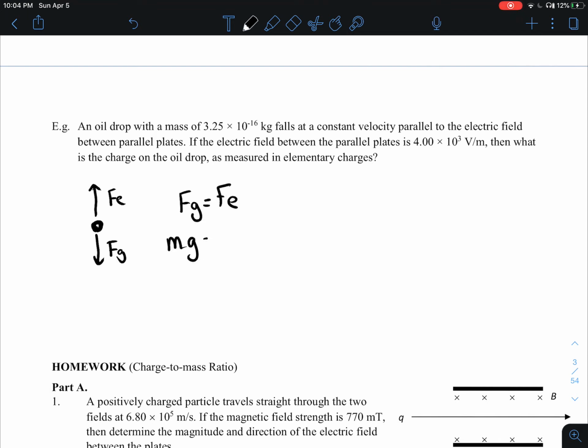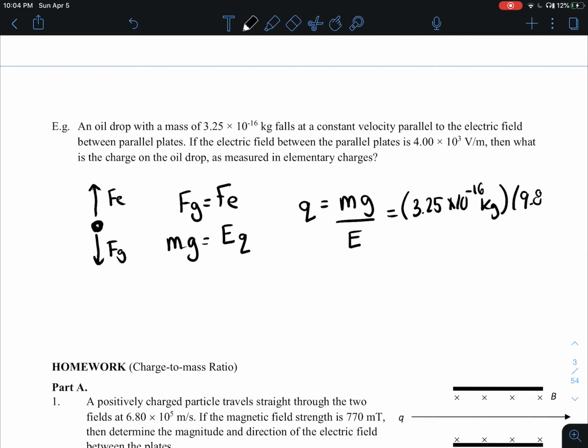So mass times gravity is then equal to the electrostatic field multiplied by its charge. And it's asking for what the charge is, so we're just going to solve for Q. Q is then equal to mass times gravity divided by the electrostatic field. So in this case, 3.25 times 10 to the negative 16 kilograms. We're using it on Earth, so 9.81 meters per second squared. And then we're dividing this all by 4.00 times 10 to the 3 volts per meter or newtons per coulomb.